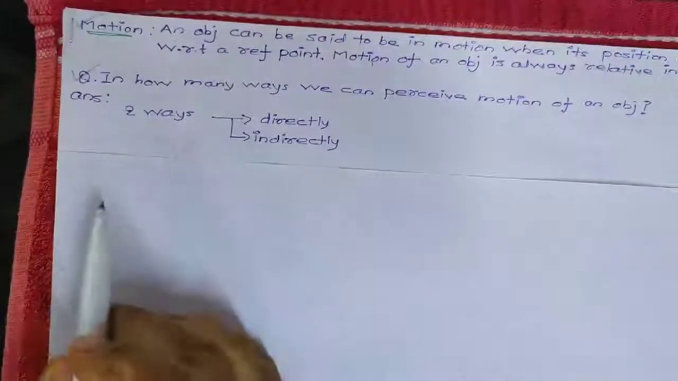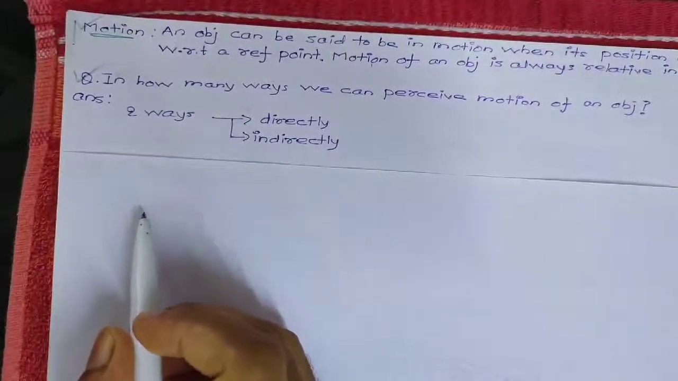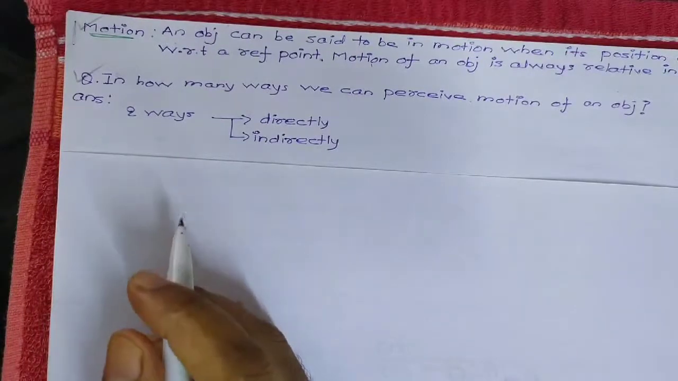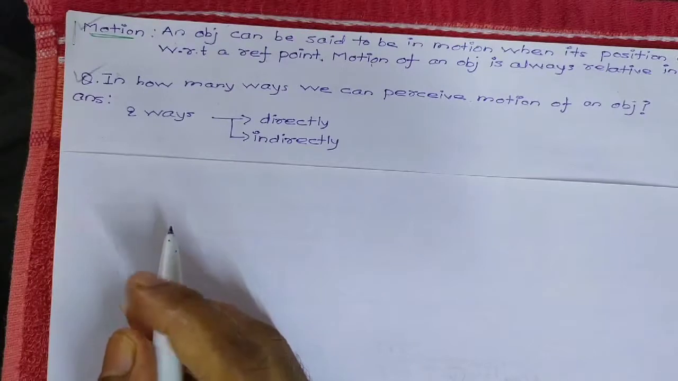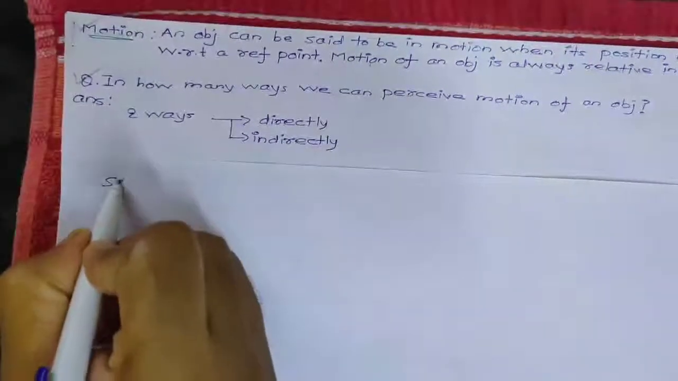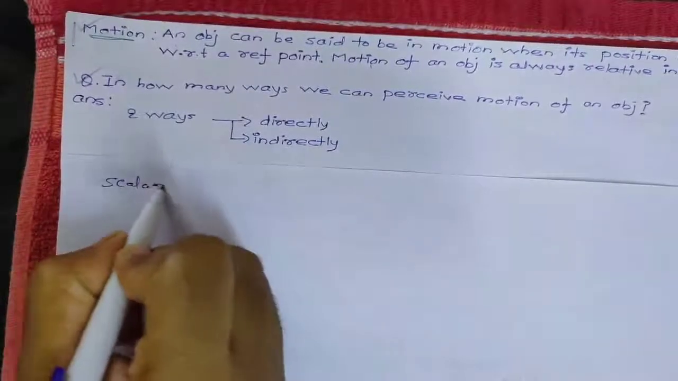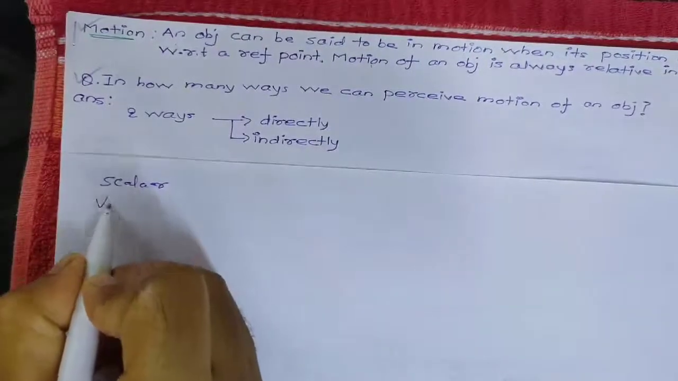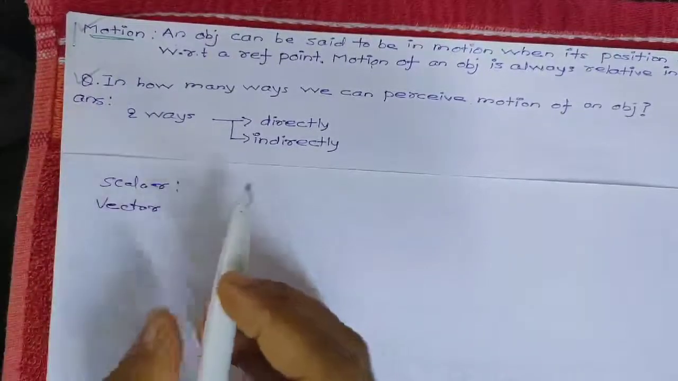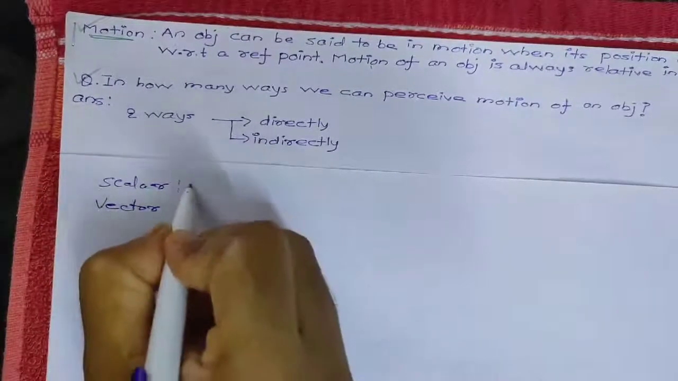The next topic is types of physical quantities. Under types of physical quantities, we can say there are two types: one is scalar, and another one is called vector. Scalar is a physical quantity which has magnitude only.